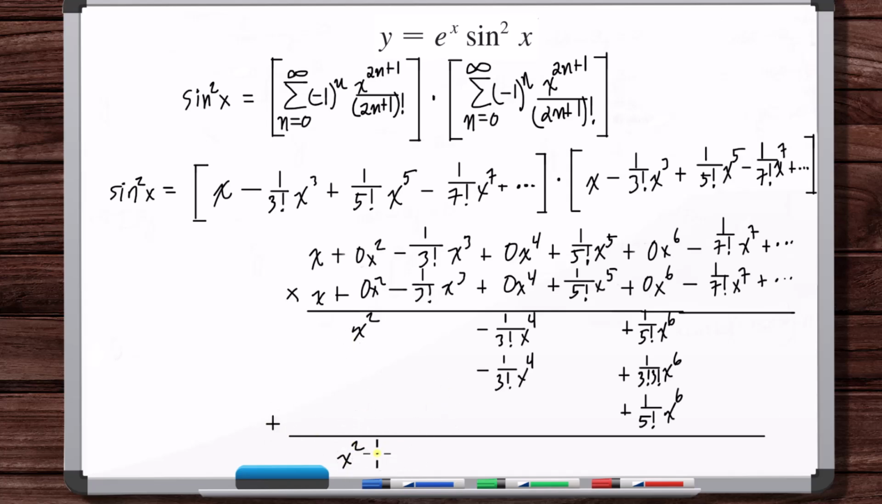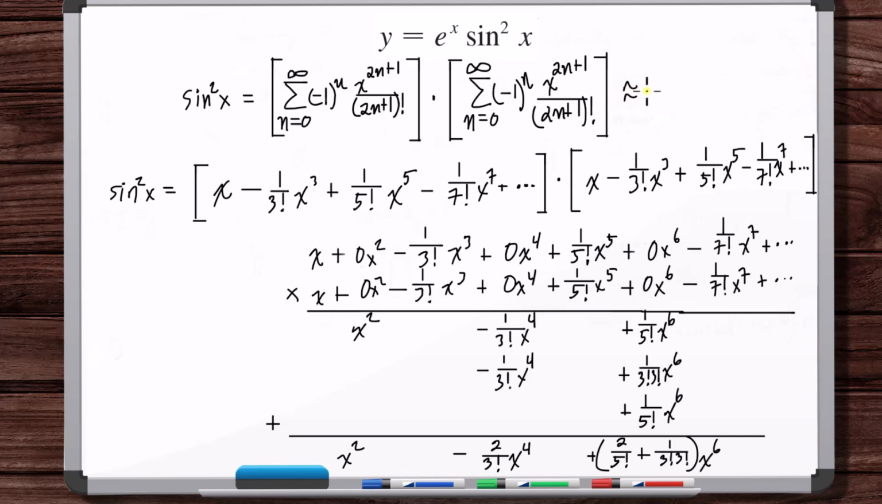So we've got x squared minus, this is going to be 2 over 3 factorial x to the fourth. But minus 2 over 3 factorial x to the fourth. Okay, and then you've got 2 over 5 factorial plus 1 over 3 factorial times 3 factorial x to the 6th. This is positive. Okay, so we'll do this.